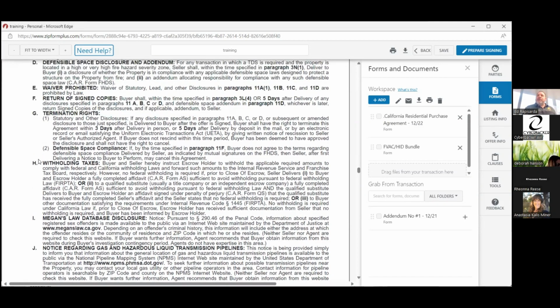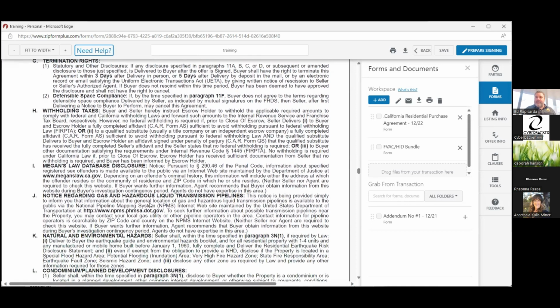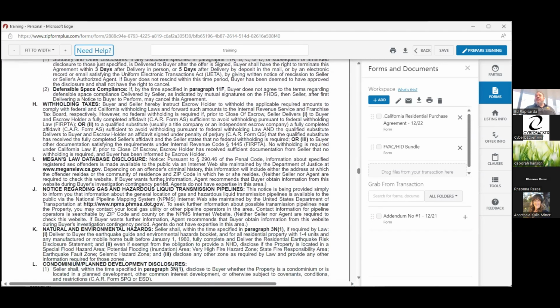So termination rights: in some parts, if you're an investor or a foreign investor, there may be some tax withholdings that this discusses. Megan's Law, this is something that is included in the offer. We don't go to Megan's Law, but we recommend that our clients do go to Megan's Law to figure out if there's anyone undesirable in their area. Doesn't mean that someone undesirable can't move into their area afterwards.